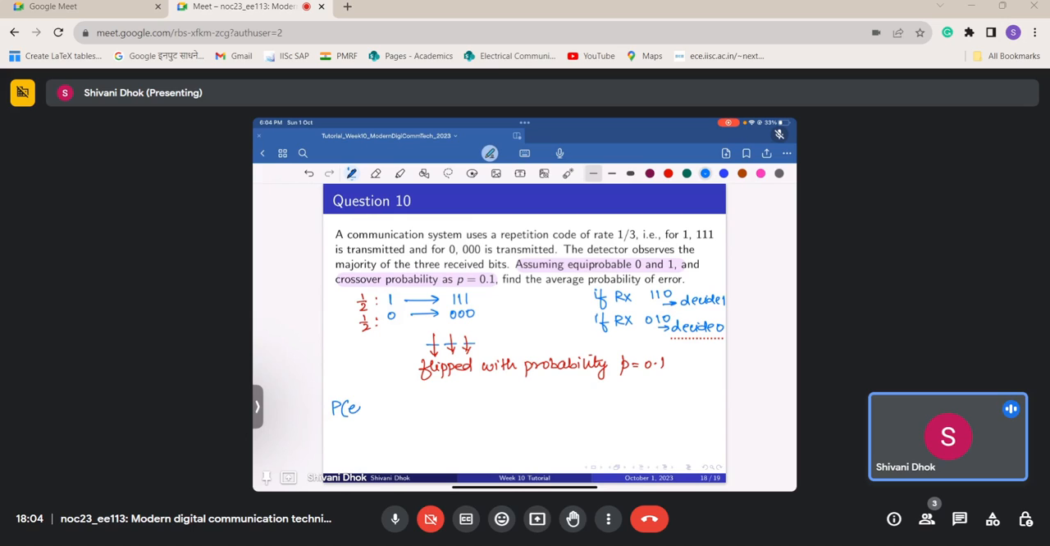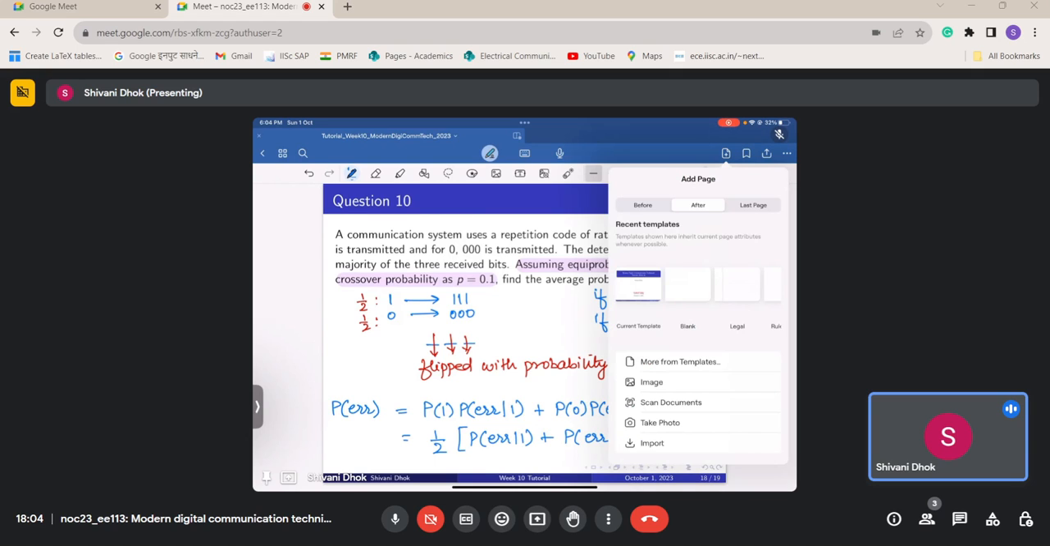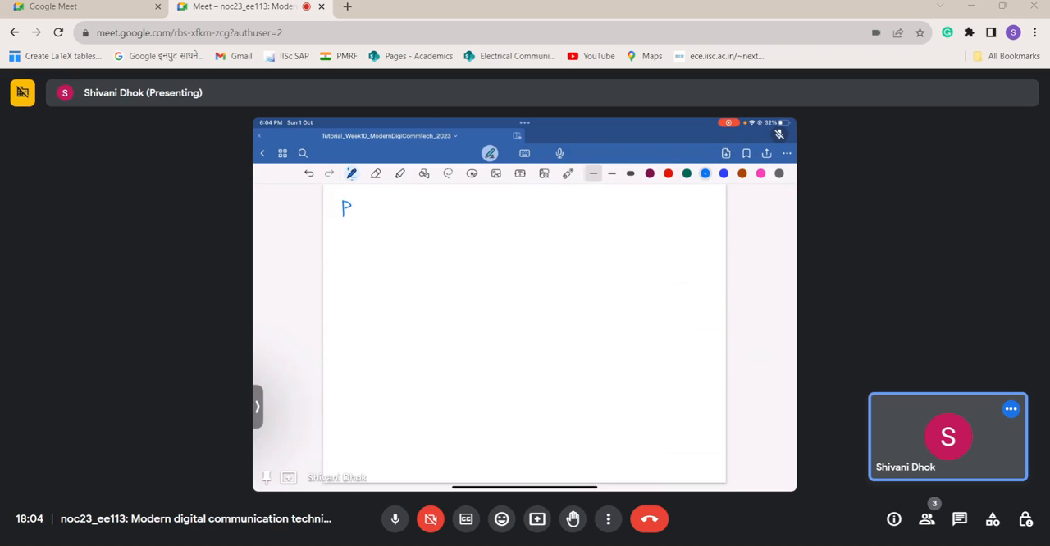So this probability of error will be basically probability of 1 into probability of error given 1 being transmitted, plus probability of 0 into probability of error given 0 being transmitted. These two are half, so I can write it as half into probability of error given 1 being transmitted plus probability of error given 0 being transmitted. Okay, so now let us find out these two quantities individually. So let's first find out probability of error given 1 being transmitted.